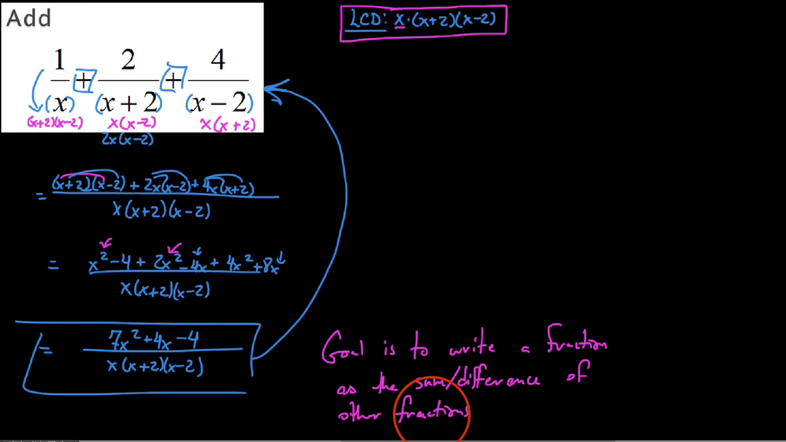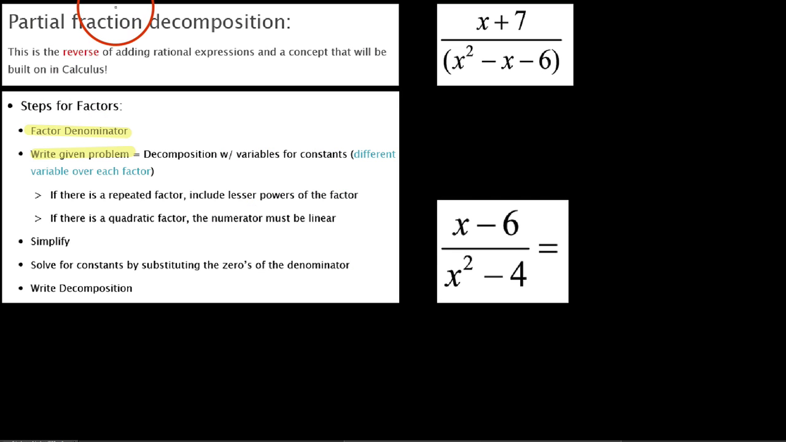And so what we're going to learn to do in this video essentially is just decompose the original expression, like expressions you see here, and work backwards to what we started with in the first place. So when we talk about partial fraction decomposition, let's go ahead and start with this. It's the reverse of adding rational expressions. It's taking them apart again. And the concept, we're going to build on this a lot in calculus.